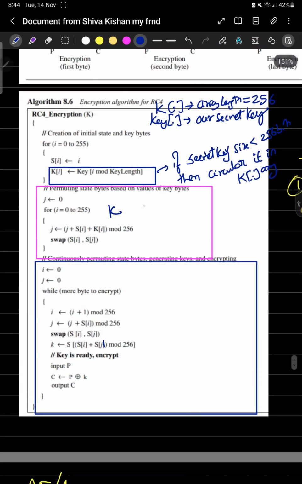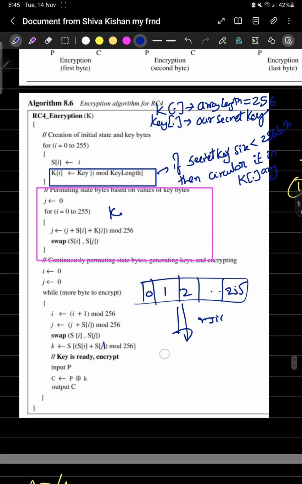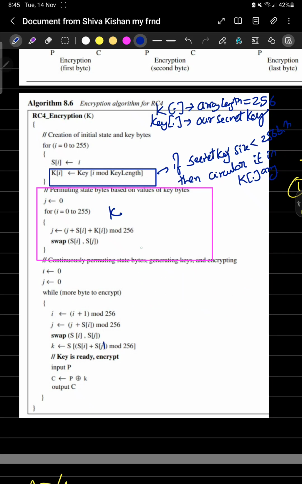So next, this is our main step. Permute the state. Permute the state means you have a state like 0, 1, 2, nice good looking values. Now you will do some magic here, and all the values will be scrambled and move to different places. How are you doing this? Using these equations.